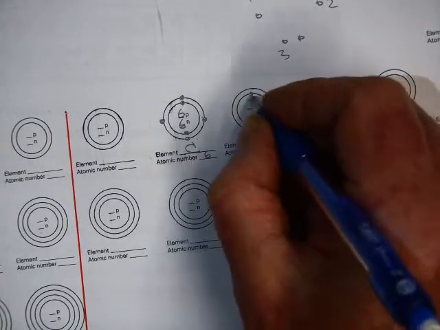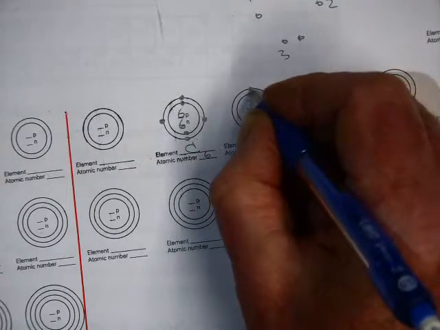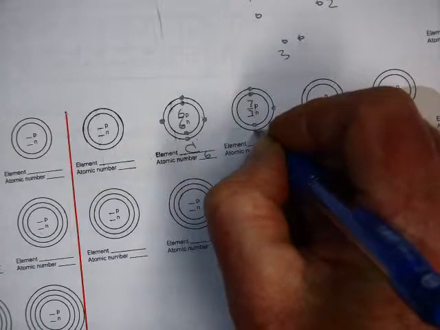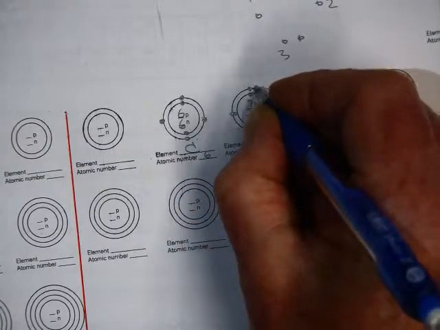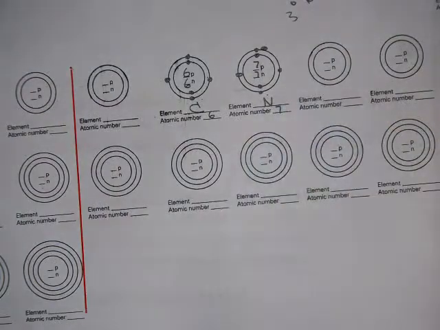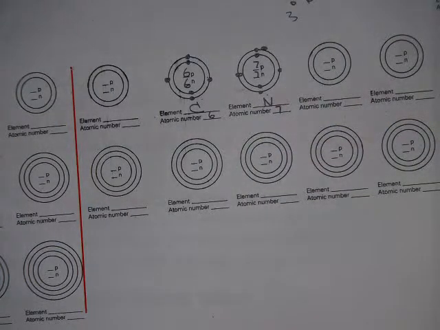so 7 is 1, 2, 3, 4, 5, 6, 7. Now, I'm making you do this now, and it does not make any sense now. But later on, when we start talking about combining capacity, it's going to make perfect sense. Okay? Now, when you do this and you bring it in tomorrow, you're going to notice some interesting trends in this periodic table. And that is the point.